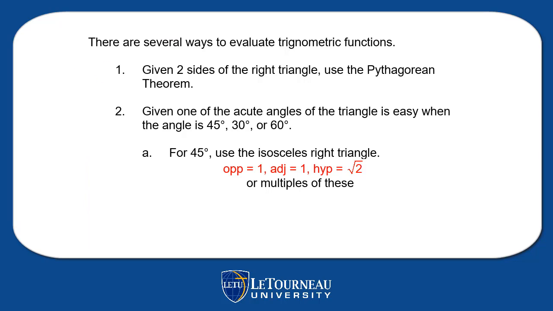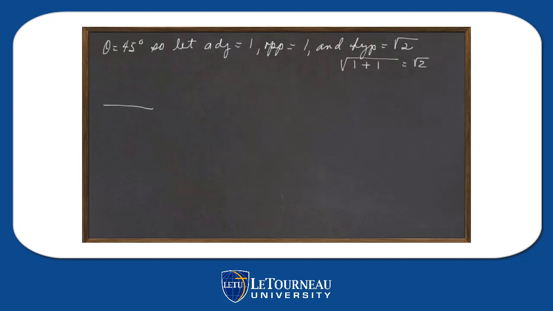All right, so there are several ways we said. We've done the first one. Now, let's say that one of the acute angles is given. This is easy when the angle is 45, 30, or 60. For 45, we've got an isosceles triangle. So opposite is 1, adjacent is 1, hypotenuse is the square root of 2. Let's check out an example of this. Suppose theta is 45. So let the adjacent be 1, the opposite be 1, and the hypotenuse will be the square root of 2. Easy, easy.